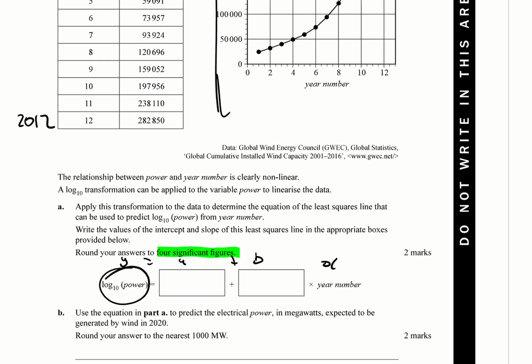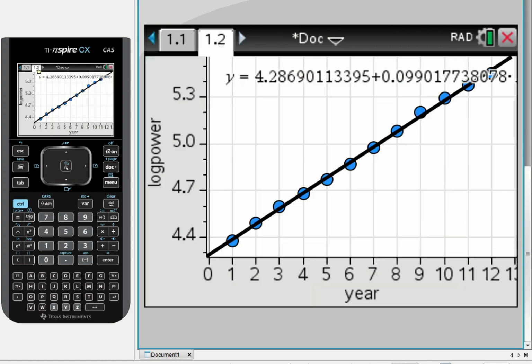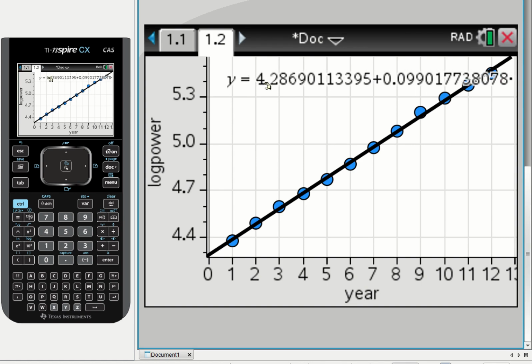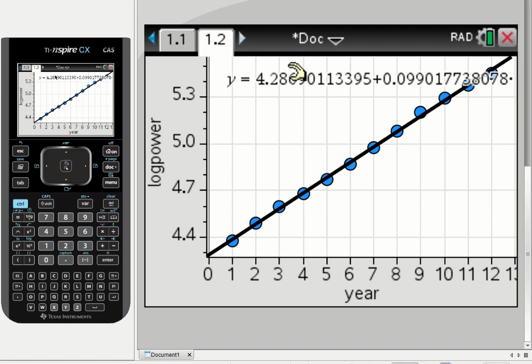All right, so we go back to here. So I've then plotted that here. And as you can see, this is my A, 4.2869, but I want 4 significant figures. So I'm only looking at the 4.28, and I round it to 4.287. Okay, so it's going to be 4.287. And in the next one, we're looking at 0.0, and those zeros are not counted in terms of our significant figures. So I go 990, and I round that up to 102, so it's 0.09902. Okay.